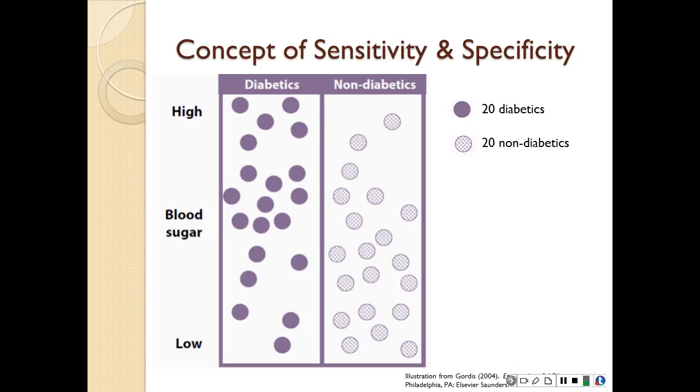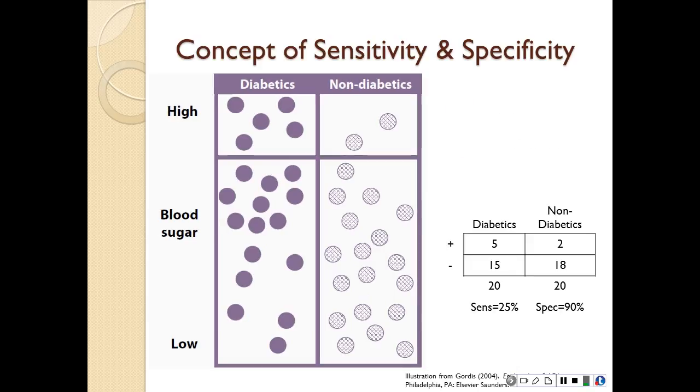But we need to assign some cutoff value, right? We need to say, okay, at some point this test is going to discriminate between the people that have diabetes and the people that do not. We have to say who's going to count as being positive and who's going to count as being negative. What blood sugar level do we need in order to say, yes, this person has diabetes and no, this person does not?